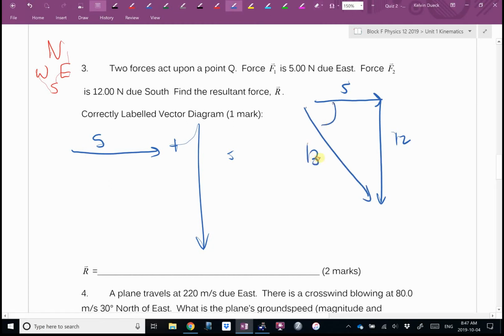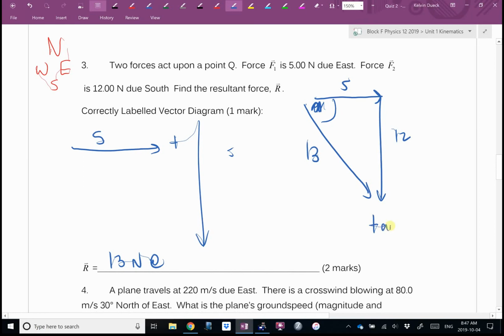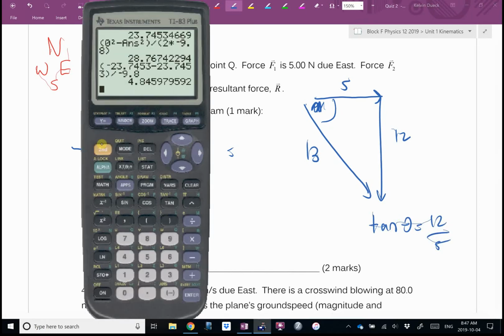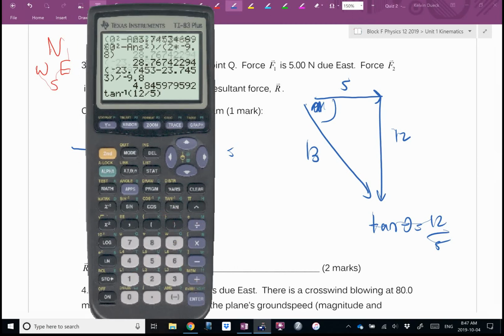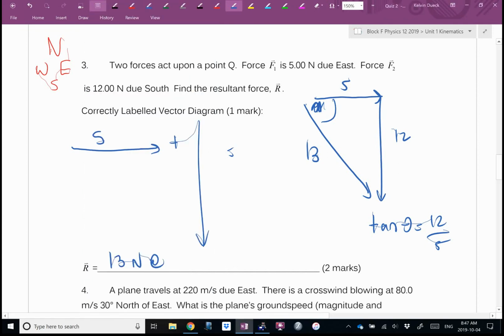So this ends up being 13 when you do the Pythagoras. You're going to get 13 newtons. Tan theta equals 12 over 5. That's 67.4 degrees, 67 degrees, is that right? 67.4 degrees. North of south, east of west, what of what? This would be south of east.